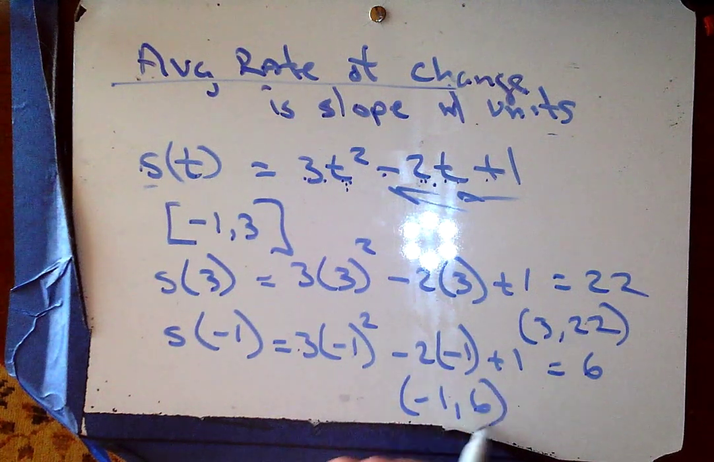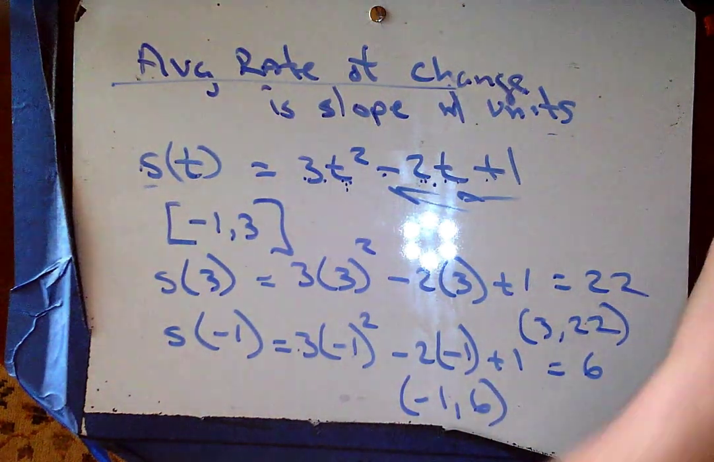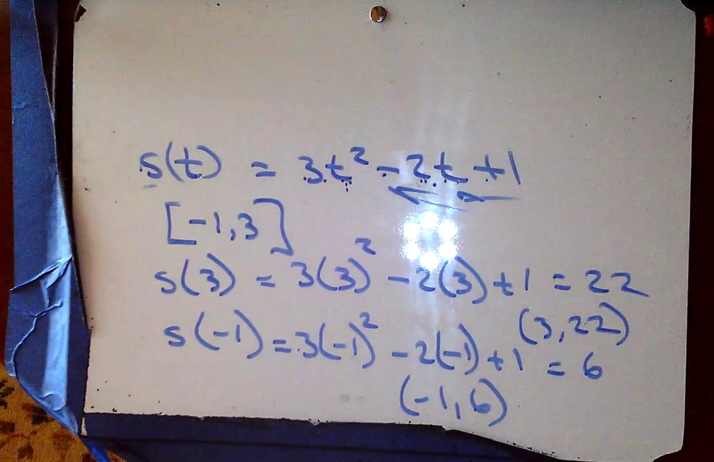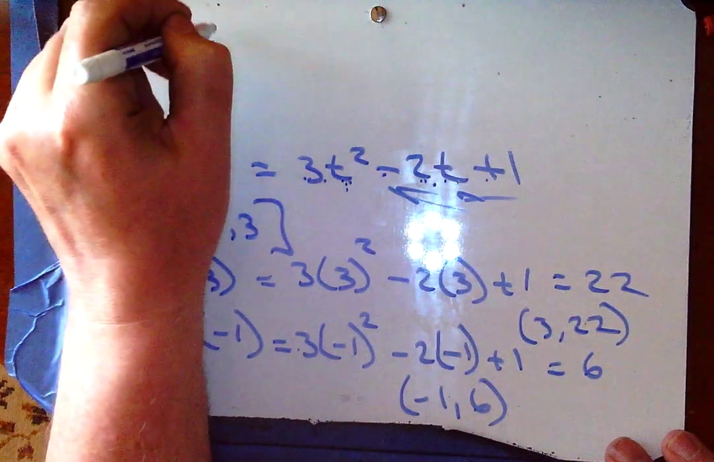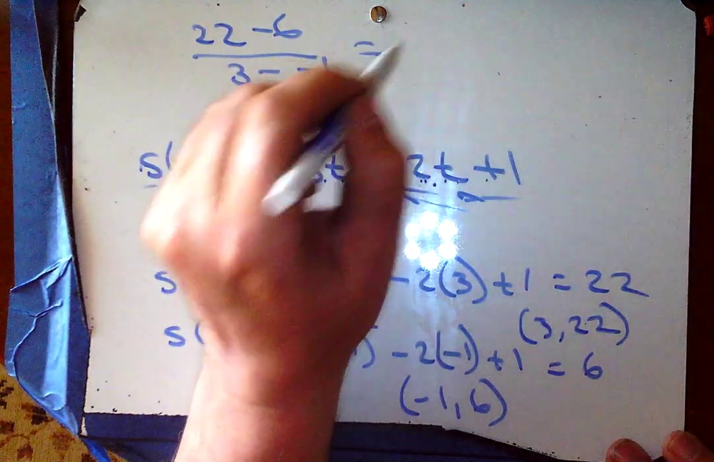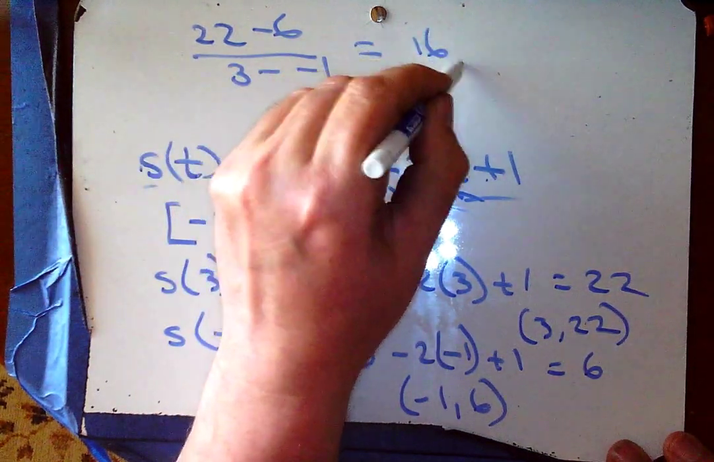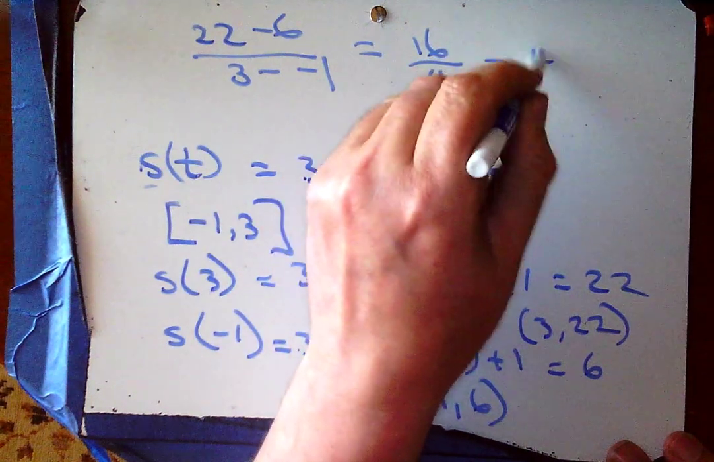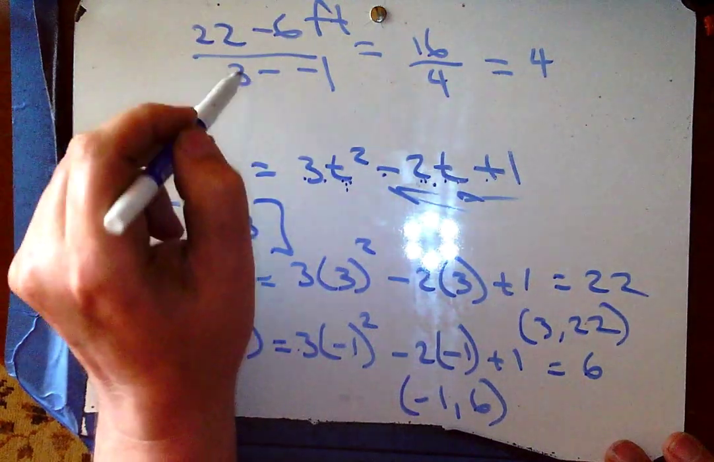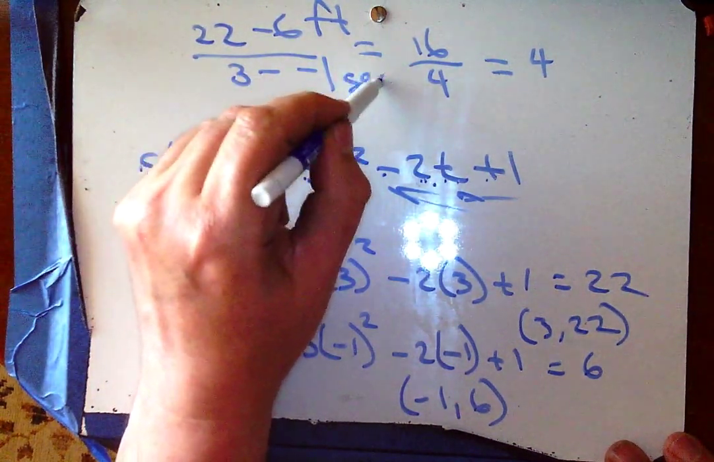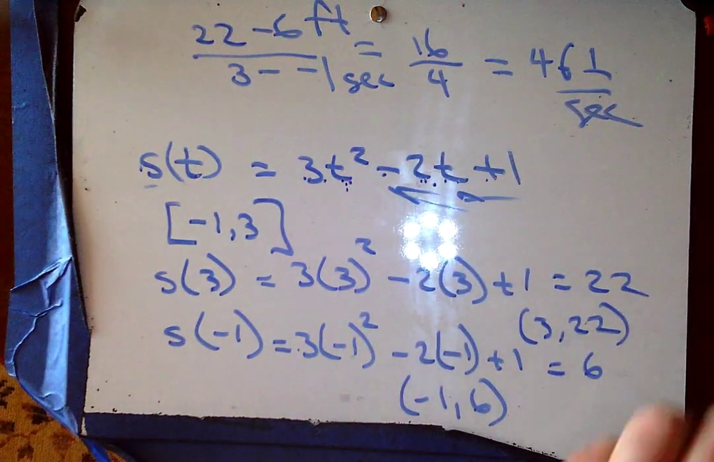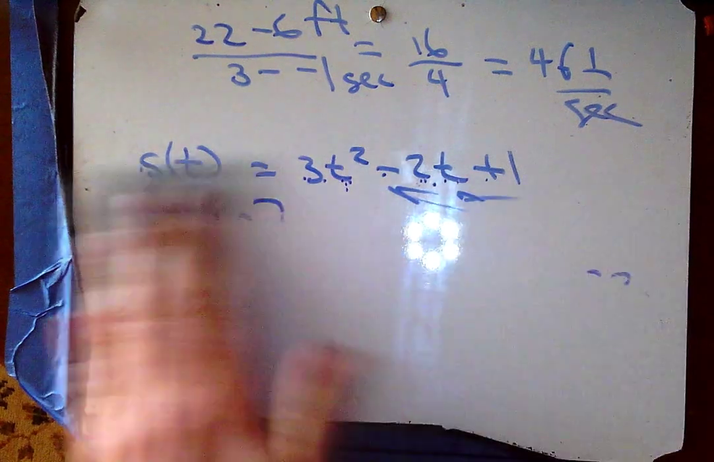So -1, 6. Well, okay, we're not done yet though, right? Because average rate of change is a slope. I need to plug these ordered pairs into the slope formula. 22 minus 6 over 3 minus -1. So I get 16 over 4, which is 4. Don't forget, the units on top are the outputs. Those are feet. The units on the bottom are time in seconds. So this is 4 feet per second. Average rate of change is slope with units.